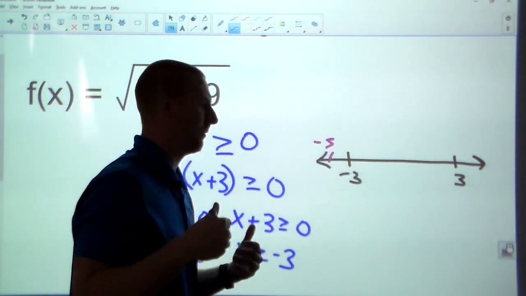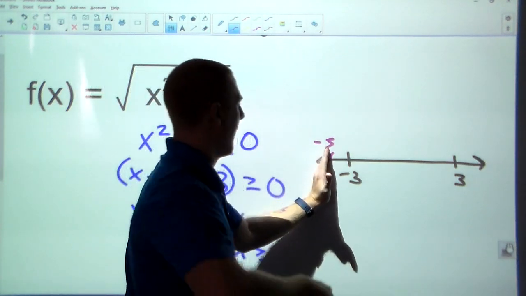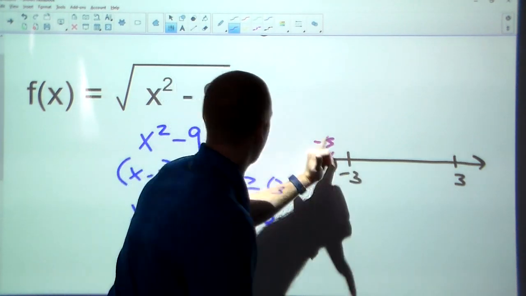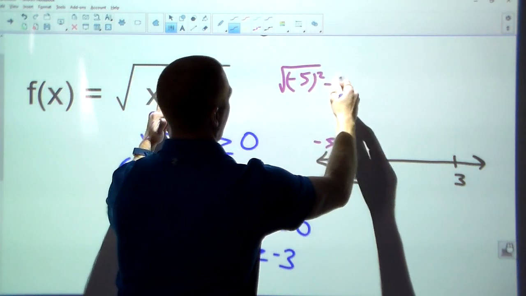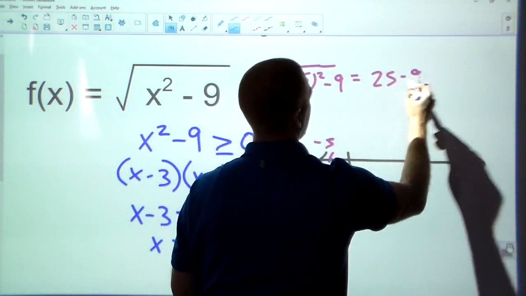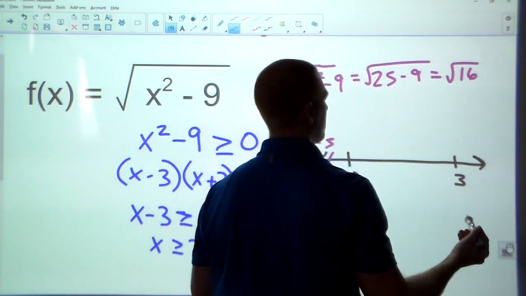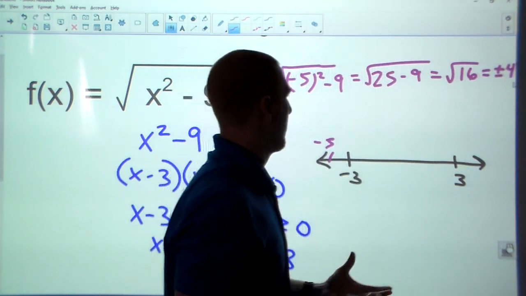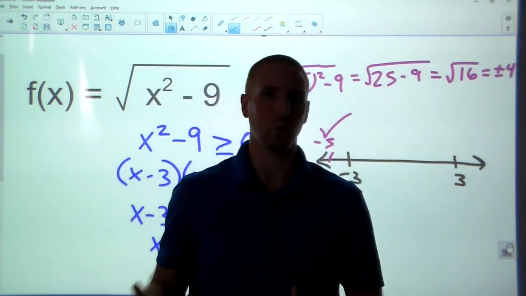So let's see what happens if I pick something smaller than negative 3, like negative 5. I usually pick 0 if I can, or multiples of 5, multiples of 10. Those are usually pretty easy. So suppose I pick negative 5. I'm picking that at random. You can pick any number smaller than negative 3, but plug it in for x and see what happens. So if I do that, negative 5 squared minus 9, well, negative 5 squared is positive 25, and that's going to come out to be square root of 16. So plus or minus 4. That's okay. I can get two values out, and that's okay. The point is, if I pick something smaller than negative 3, it checks out. It works.